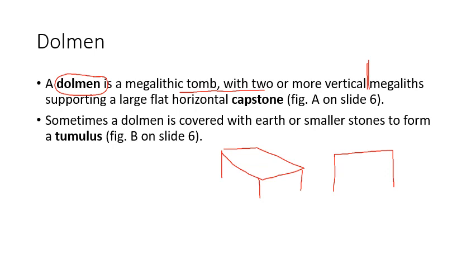If we take that dolmen and cover it with dirt, sometimes leaving just an opening there, or if it's covered with stones, we'll see examples of this too when we get to talking about Greece, that's called a tumulus. All right, so it's still a tomb, but it's covered up so it looks like a natural hillside. So let's look at the examples on slide 6.